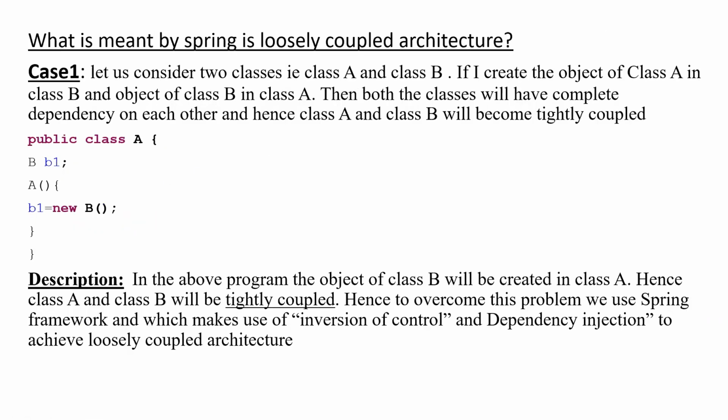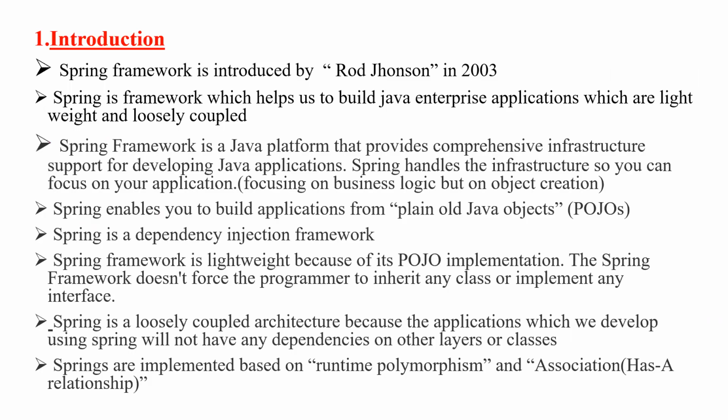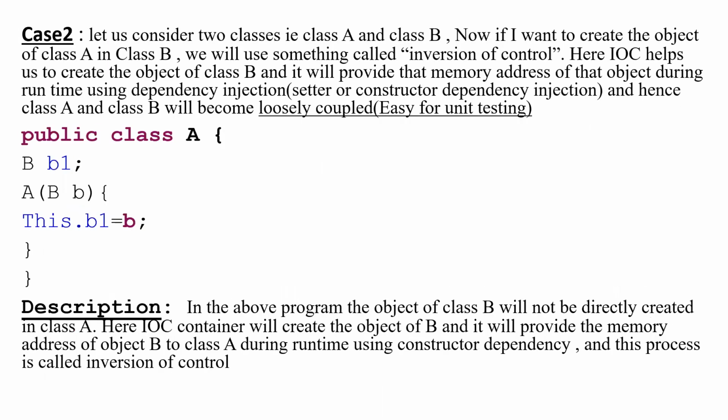That's why last time I called it runtime polymorphism. Everything, the creation of the object and the injection, will be done at runtime only. All the modifications will be done at runtime only. That's why we call it runtime polymorphism.